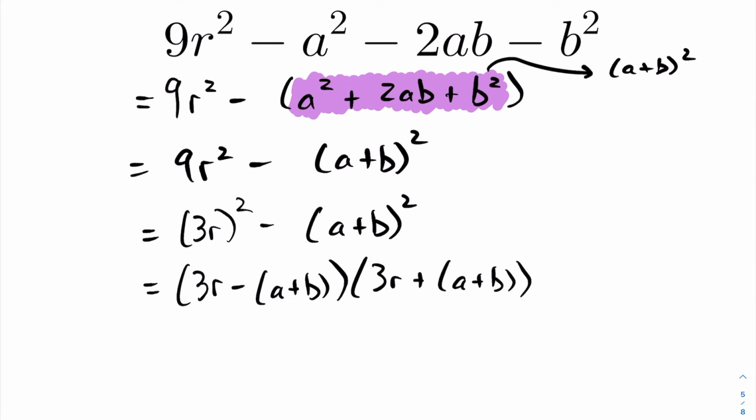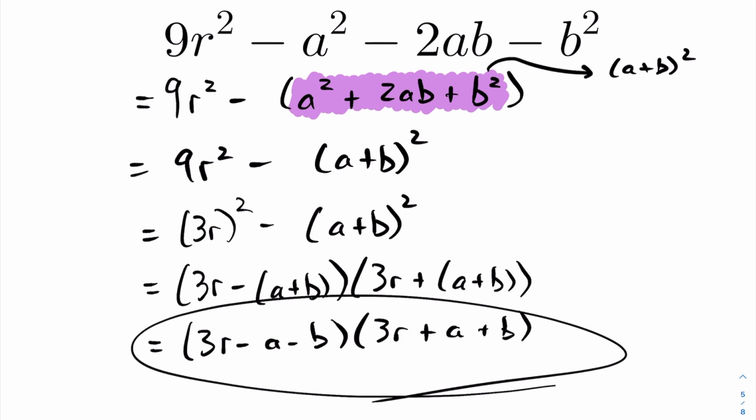Watch your brackets here. When you do subtract, you have to put brackets around that a plus b, or else you would forget to distribute that. So distributing, we get 3r minus a minus b times 3r plus a plus b. And now you can see here we are fully factored.